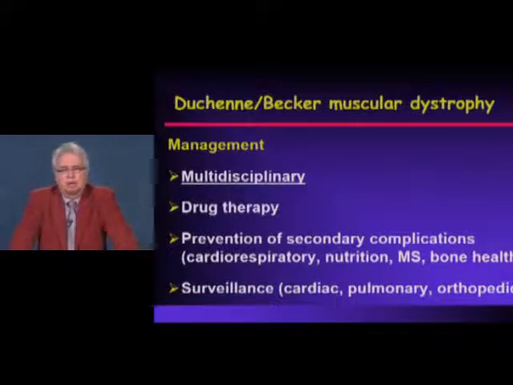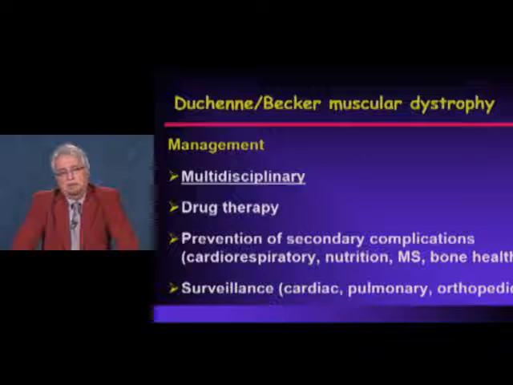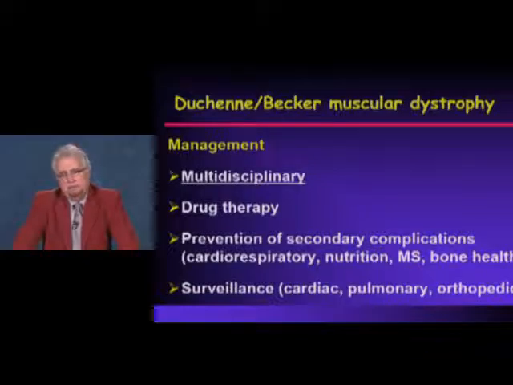And we focus a lot on the prevention of secondary complications like cardiorespiratory, with immunizations, with the use of afterload inhibitors like ACE inhibitors for cardiac function once the ejection fraction falls to less than 55%. Nutritional interventions are very important. Musculoskeletal issues need to be addressed with physical therapy for the prevention of contractures, and bone health has become very important, and that's the reason for monitoring vitamin D levels and so on.